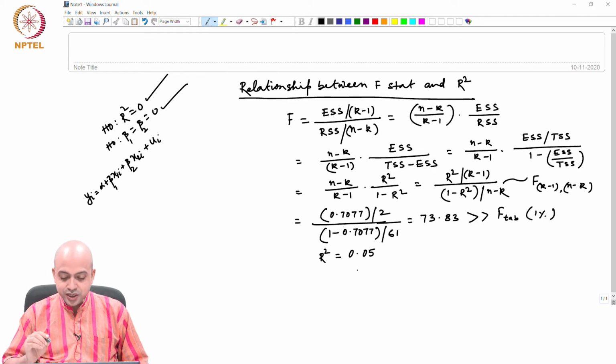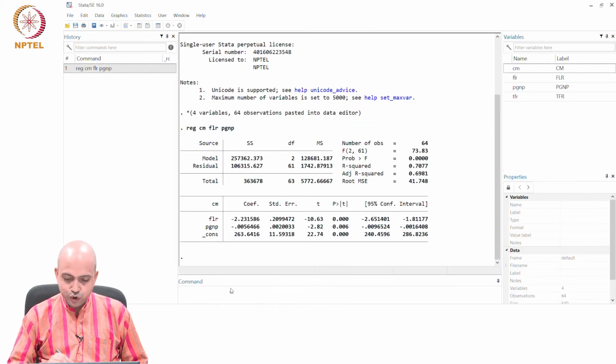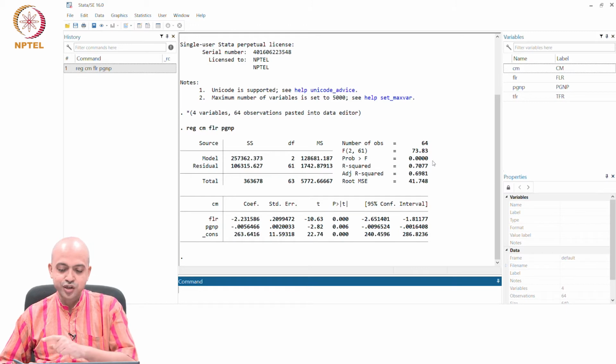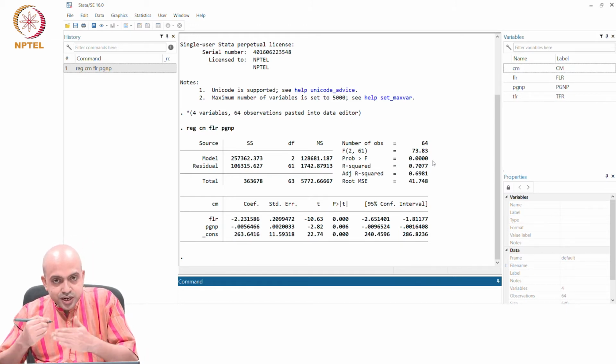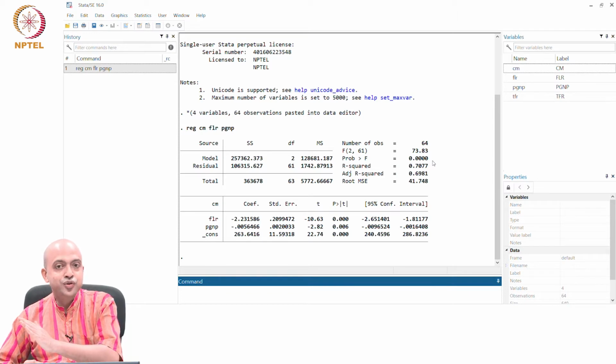And since the significance of R square we are testing through the F-statistic, the moment you see that your model is overall significant, that means this F value 73.87 and corresponding P value is 0.0007, you will immediately understand that our R square also is significant. So, this relationship between F and R square will tell you two things: whether your model is overall significant and whether R square is also significant.